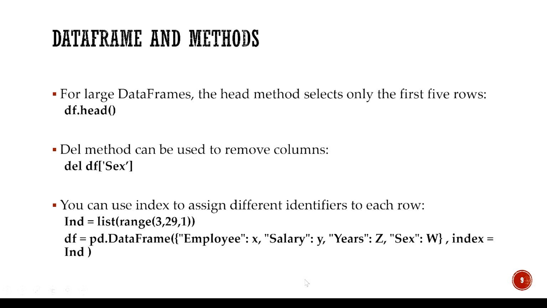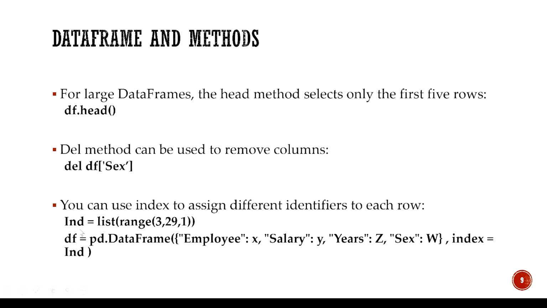And as you can see, when we create a data frame, an index is assigned to each row. By default, the first one is 0, the second row is 1, and then depending on the number of observations in the data set, it goes on. Now, we can use index to assign different identifiers to each row.